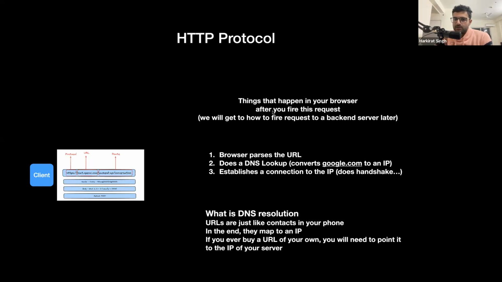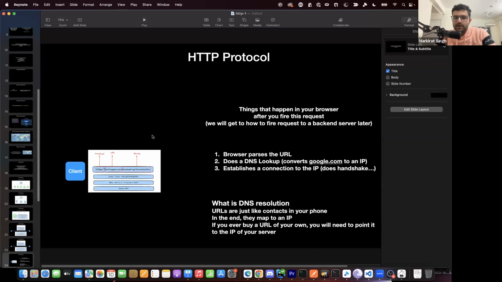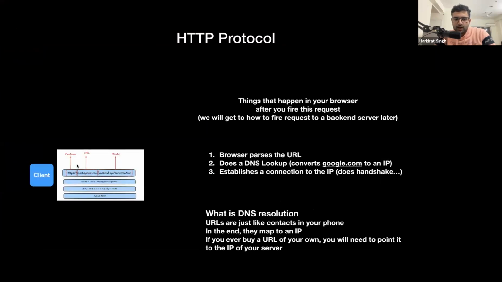Things that happen in your browser after you fire the request. We will get to how to fire the request later on. Like, for example, until now, we've written some HTML, CSS, and JavaScript. We can actually create an input box, create a button. When I type something and press enter, how we send this request is something we will see later on. But assuming this request is going out, what exactly is happening in your browser when you give it a URL, a body, a header, and the method?